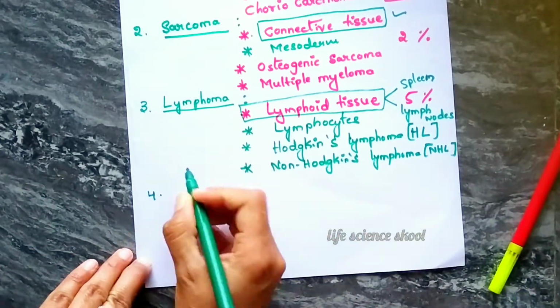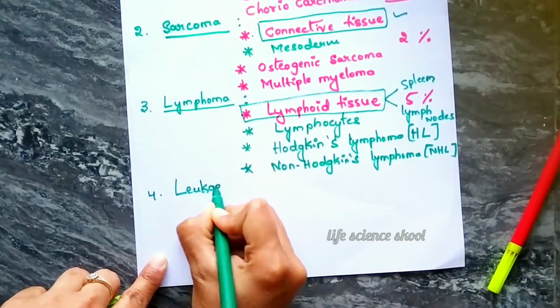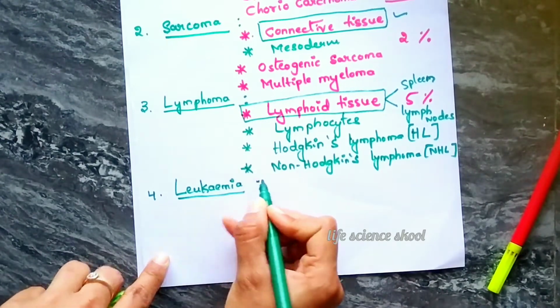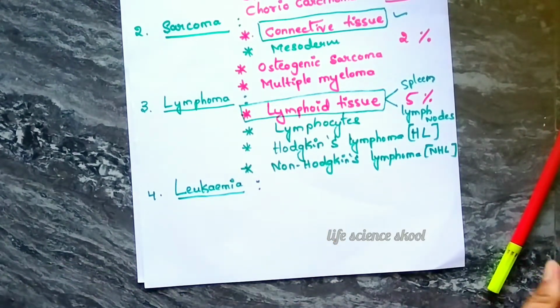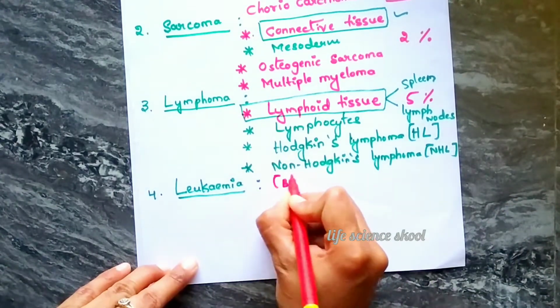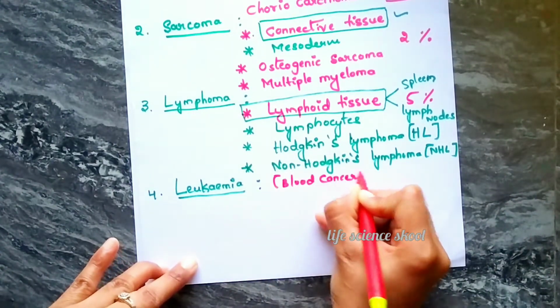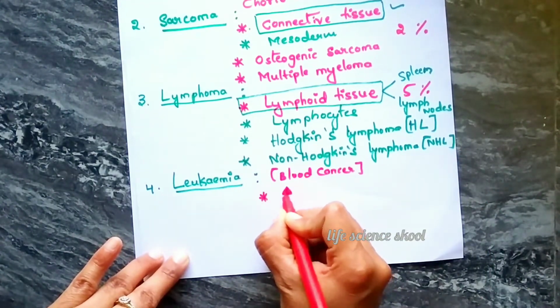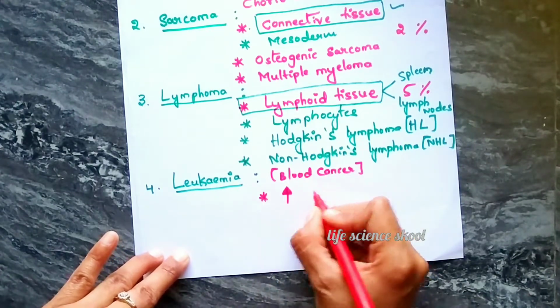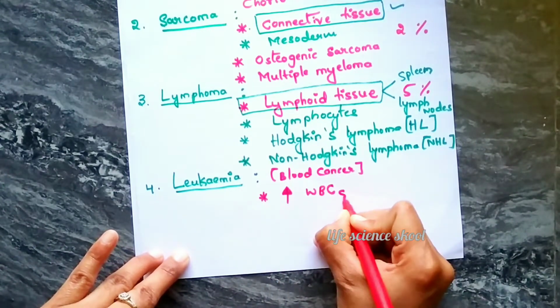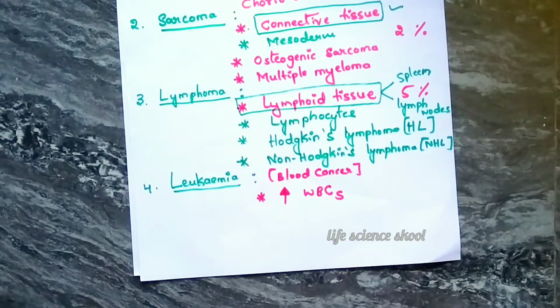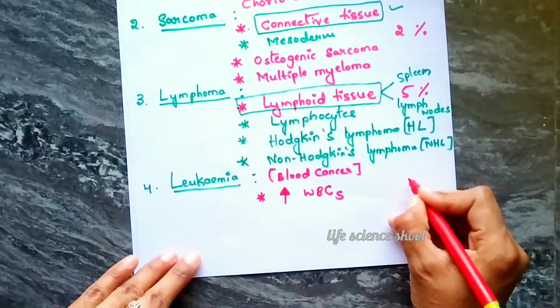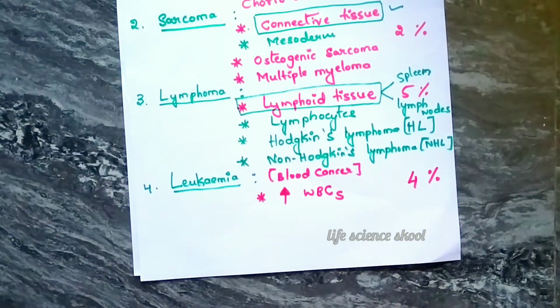The fourth type of cancer is leukemia. I guess we are more familiar with the word leukemia. This leukemia is commonly called blood cancer, and it is characterized by an abnormal increase in the WBCs, nothing but the leukocytes. Okay, so that's how it is characterized, and only about 4% of human cancers are leukemias.